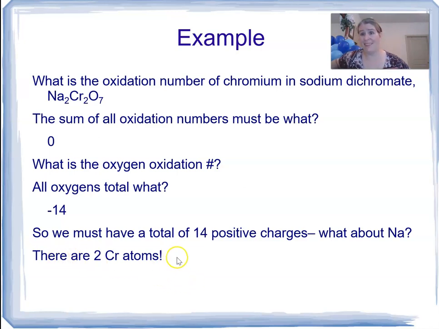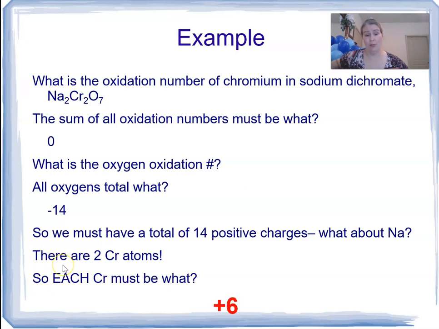The highest theoretical oxidation number I've ever seen, and it's theoretical, is a platinum +10. There are 2 chromium atoms, so they're both going to give up electrons. So I can take those 12 positive charges and spread them out across the 2 chromiums. And each chromium must be +6.